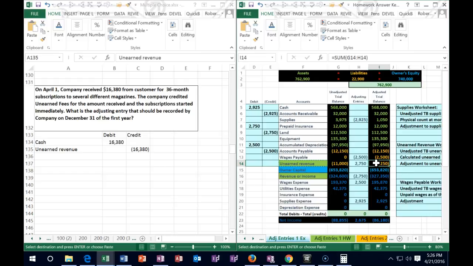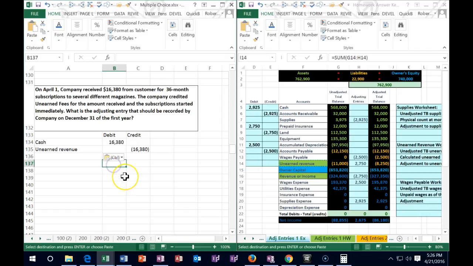And we need to then recognize how much has been earned. Well, if it happened in April and we started giving them a magazine in April, through the 36 months, how many months were in this year? Well, we got April, May, June, July, August, September, October, November, December. We're looking at 9 months.